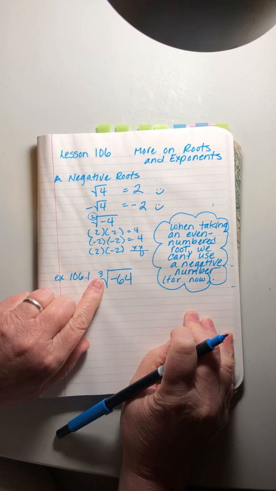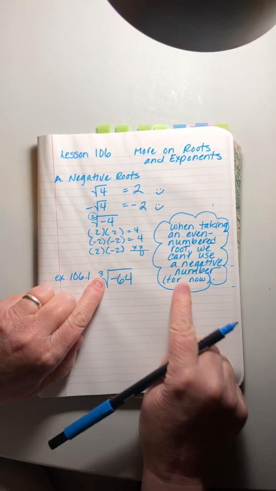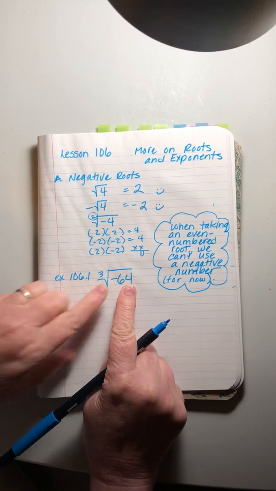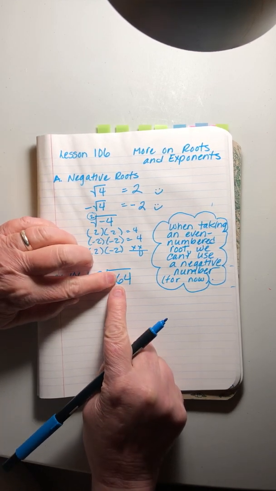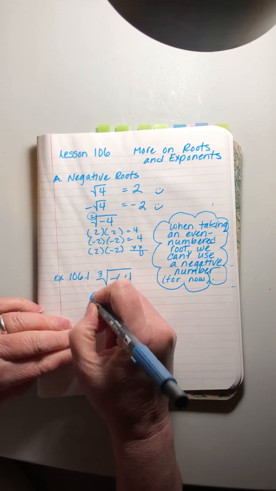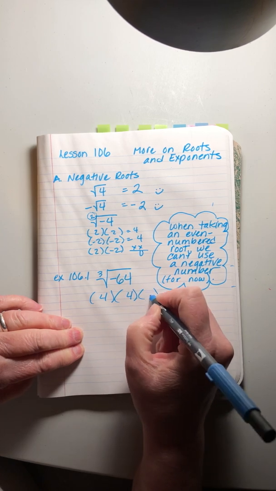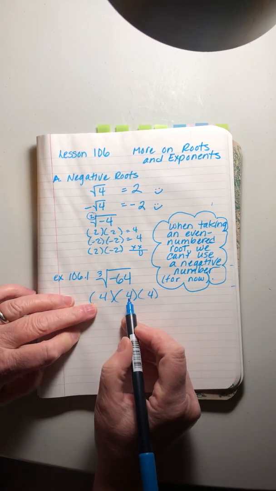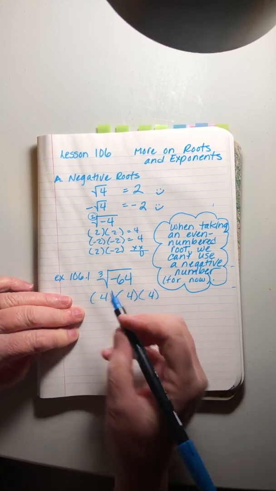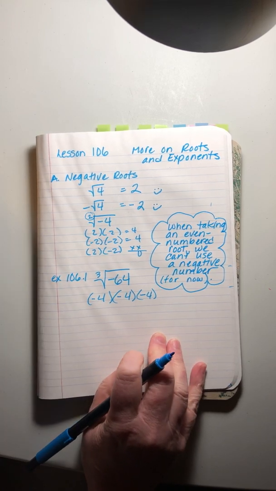Okay, so we see that this is an odd numbered root, so we should be okay, right? We can use a negative number if it's an odd numbered root. Let's forget about the minus sign first. What number times itself 3 times will give us 64? Oh, well, that's 4 times 4 times 4, right? 4 times 4 is 16, and 16 times 4 is 64. Okay, in order to get the minuses, we're going to have to make that minus 4, aren't we?